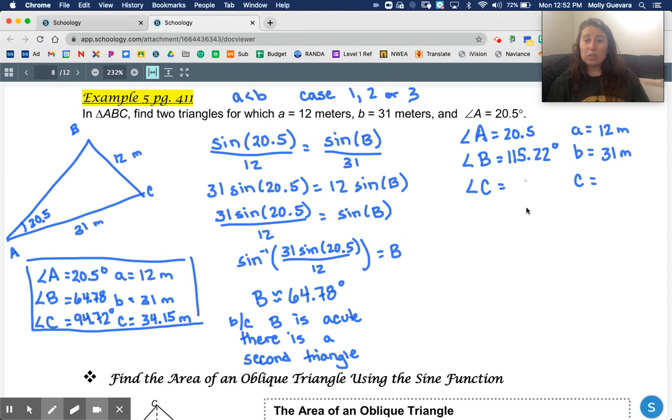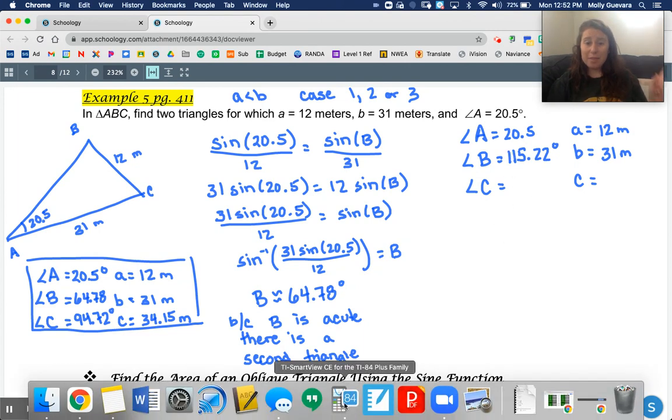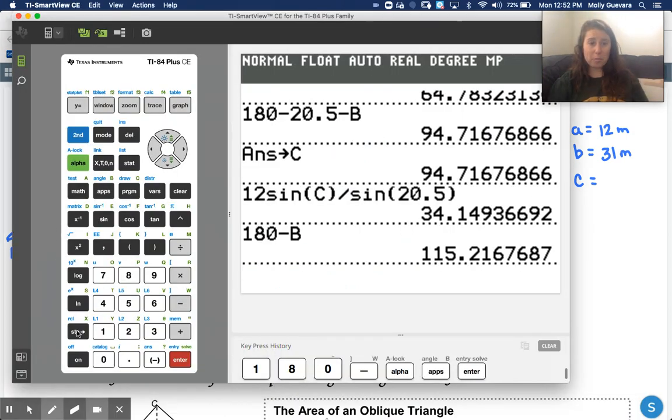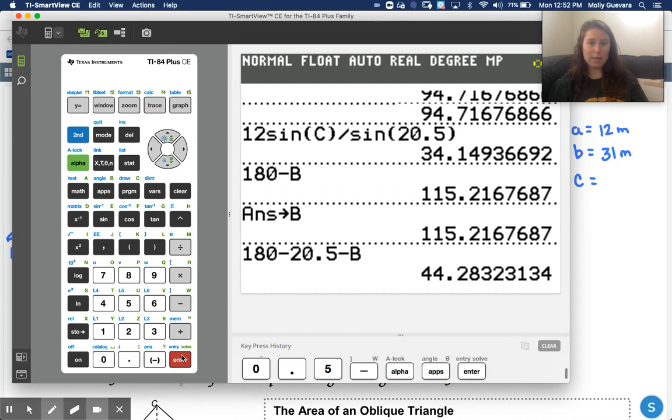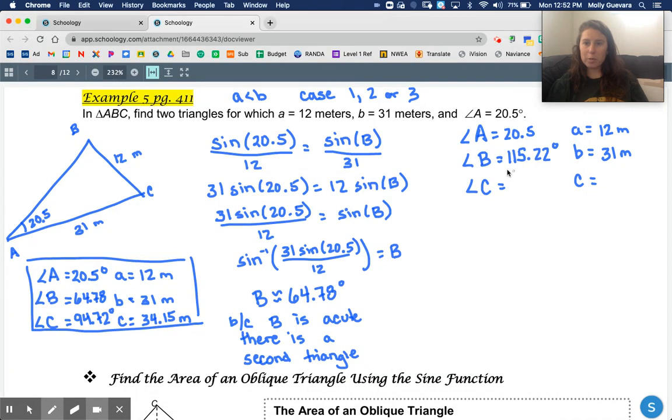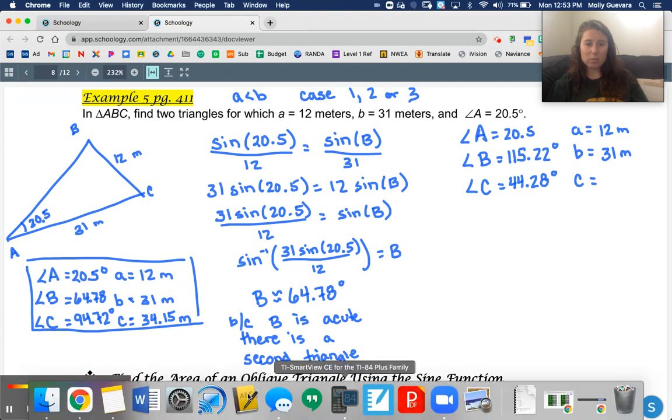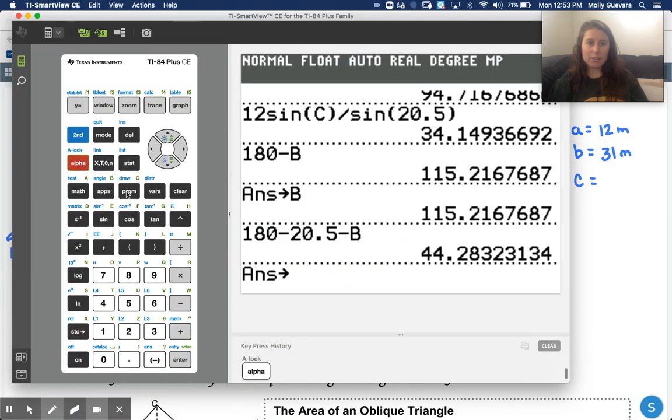Okay, so now I'm going to save this as my new B. I'm going to store this under B because now I'm talking about B for my other triangle. So now I can do 180 minus 20.5 minus B, because it's my new B, and I get 44.28. And that is my new angle C, so I can store that under C.